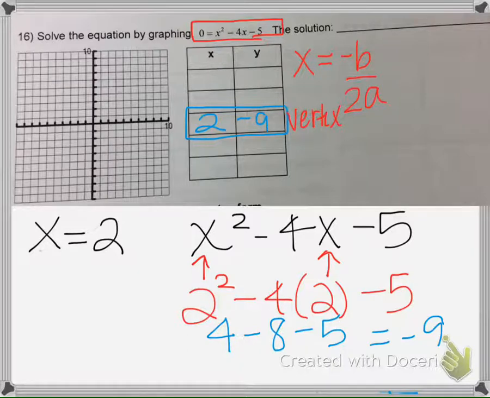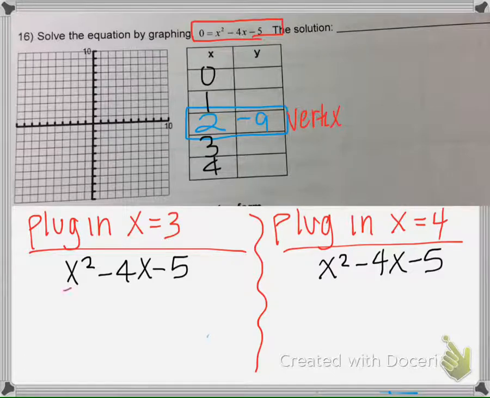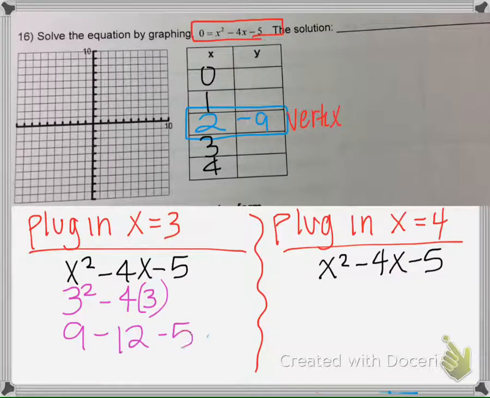Okay, so now we're going to pick other numbers for x. You can pick whatever you want, but I like to make it symmetrical. So if this is 2, I'm going to pick 3 and 4, and then I'm going to pick 1 and 0. So we're going to plug in 3. 3 squared is 9. Negative 4 times 3 is negative 12. And we get negative 8. So we know that if 3, negative 8, it's going to be symmetrical with the 1. So we're going to have 1, negative 8 there.